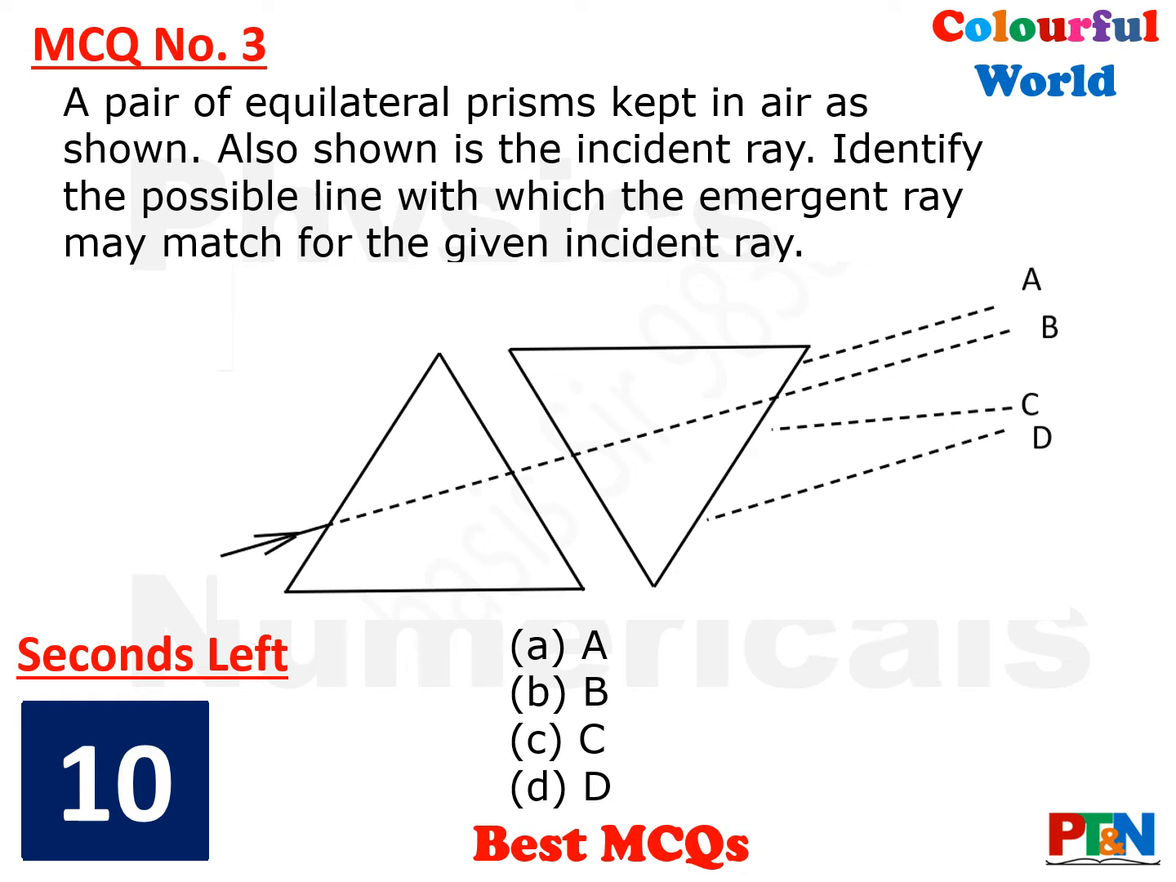Next MCQ. A pair of equilateral prisms have been kept as shown in the diagram. The incident ray has also been shown. Now you need to identify on which line, A, B, C or D, the emergent ray will fall. 10 seconds time for you to think. Your time starts now.